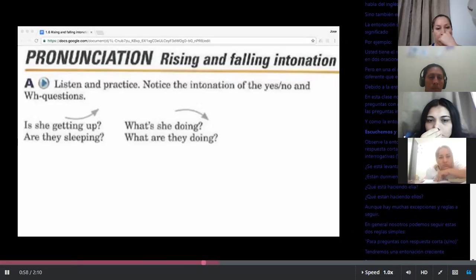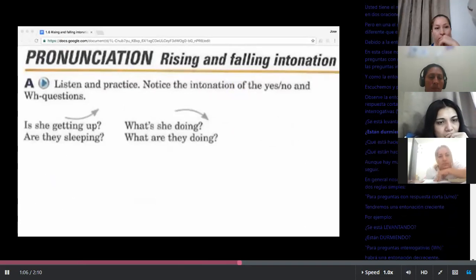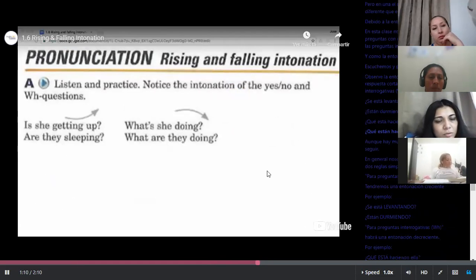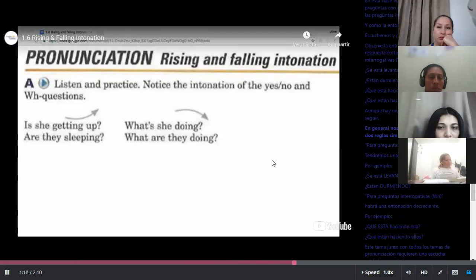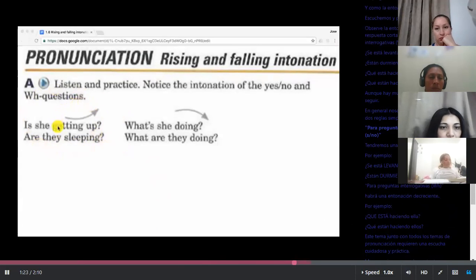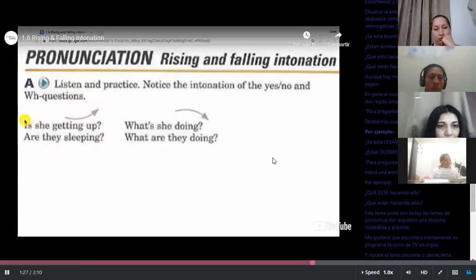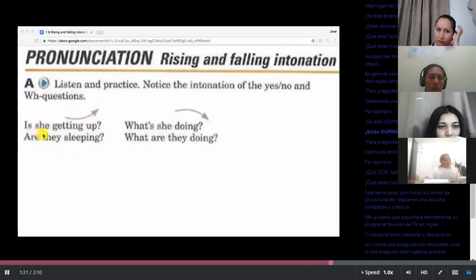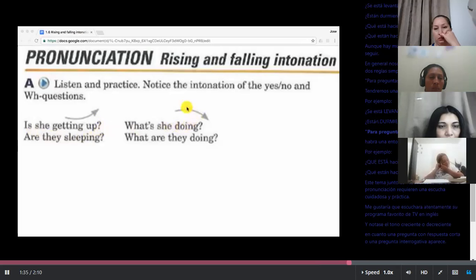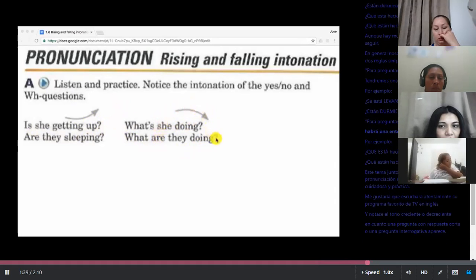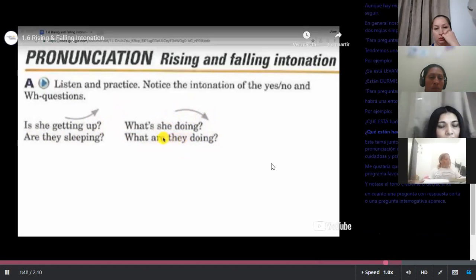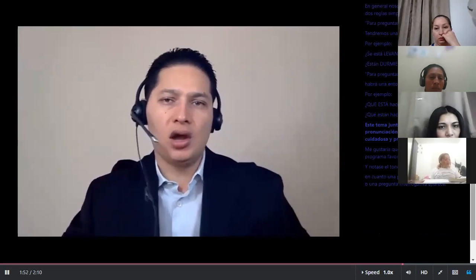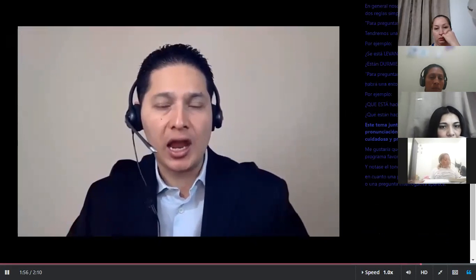Let's listen and practice. Okay, notice the intonation of yes or no and WH questions. Is she getting up? Are they sleeping? What's she doing? What are they doing? Well, there are many exceptions and rules to follow. In general, we can follow these two simple rules. For yes and no questions, there will be a rising intonation. For example, is she getting up? Are they sleeping? For WH questions, there will be a falling intonation. For example, what's she doing? What are they doing?